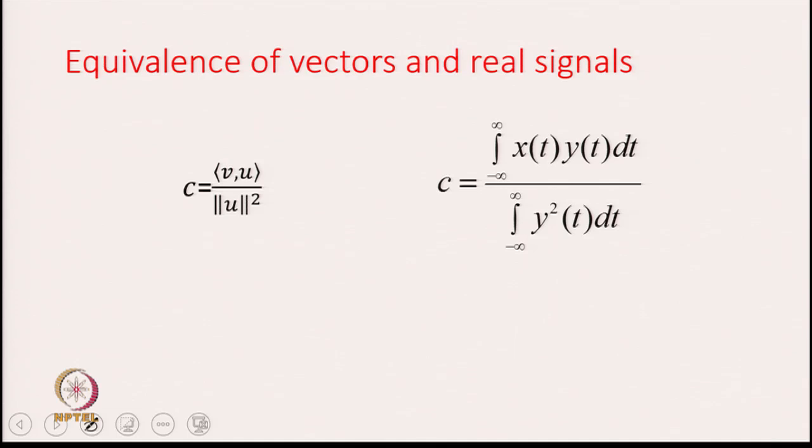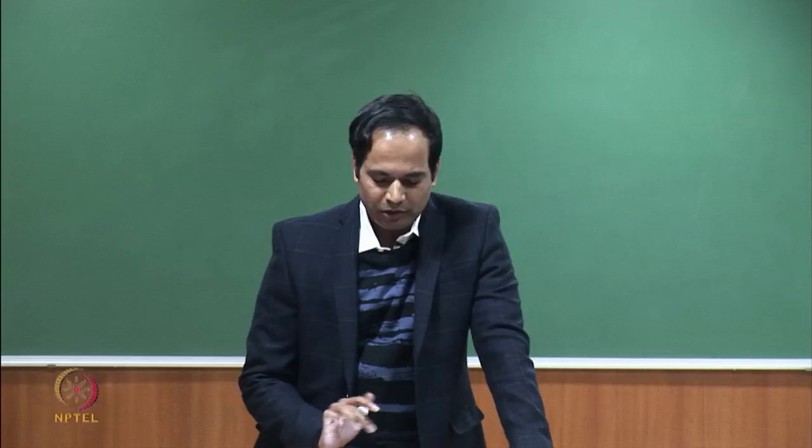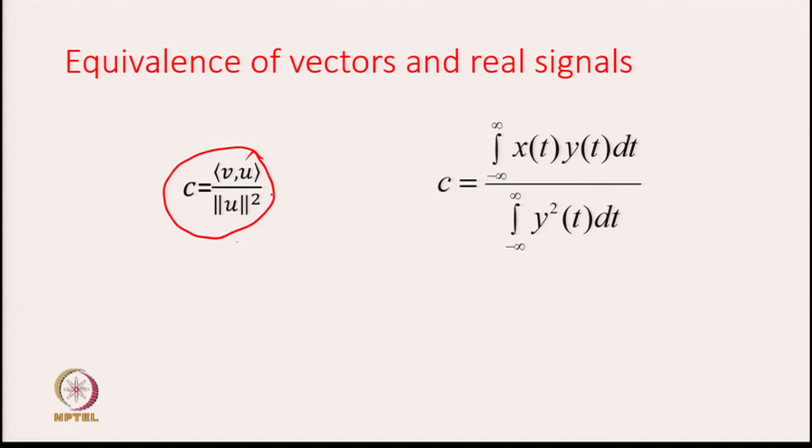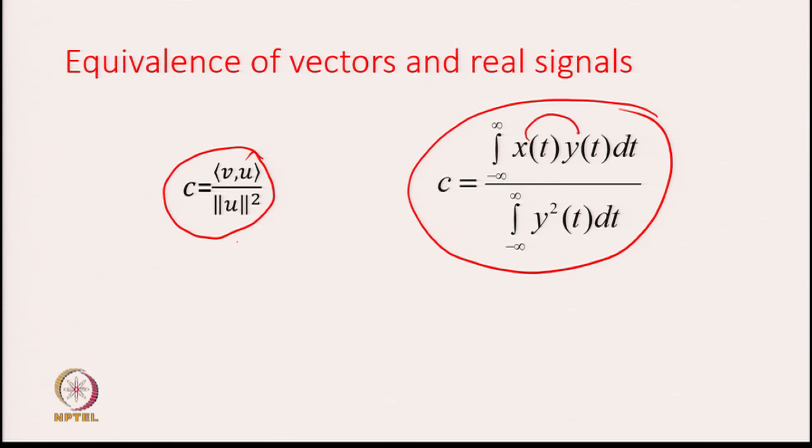Now, for equivalence between vectors and real signals, we can look here. For vectors, we have already obtained that the value of the constant that gives the minimum error in approximation is c, the inner product of v with u divided by the norm square of u. For the case of signals, we have got this value of c, which minimizes the error in the approximation of two signals. That is, when you want to approximate x(t) in terms of y(t), this value of the constant minimizes the error in approximation.